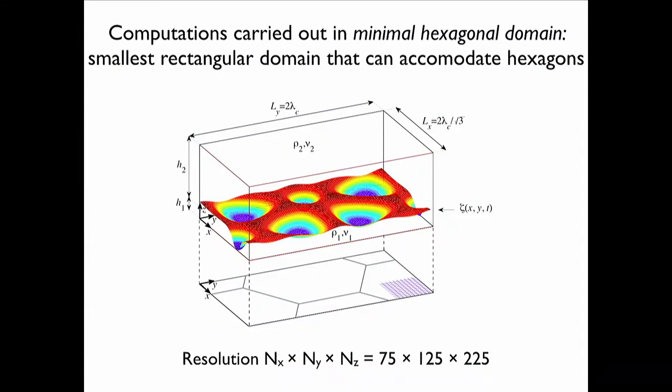In fact, the information is right here. This is the minimal domain that's needed. The relationship is square root of 3 between the two lengths, and this is a minimal domain for a hexagon. And the grid that we used is about twice as dense as what's shown here. So we had this many points, 75 by 125 by 225, I think, to get this one hexagon.